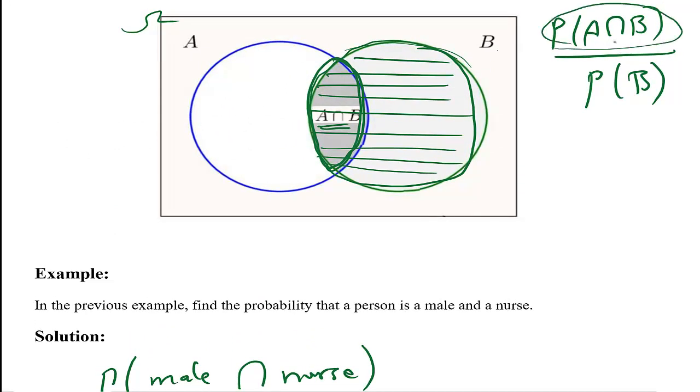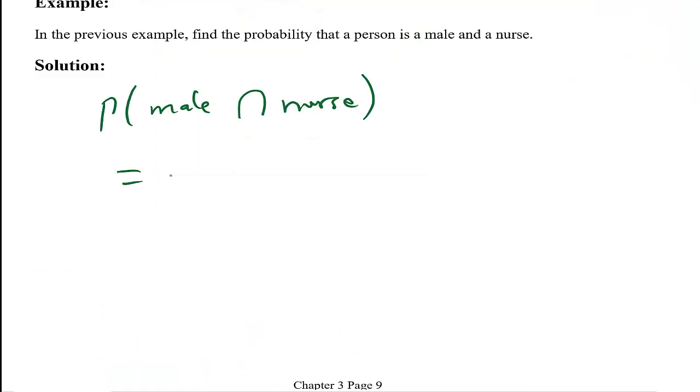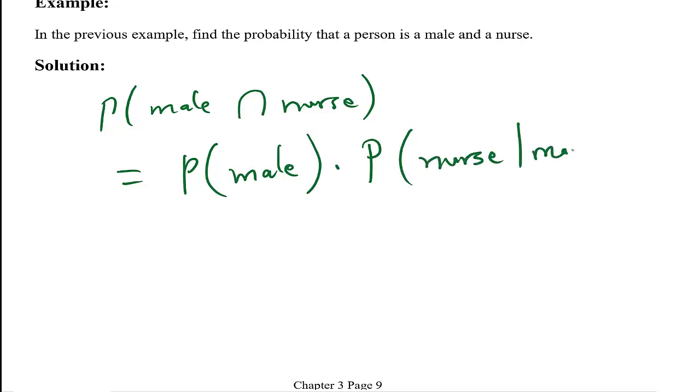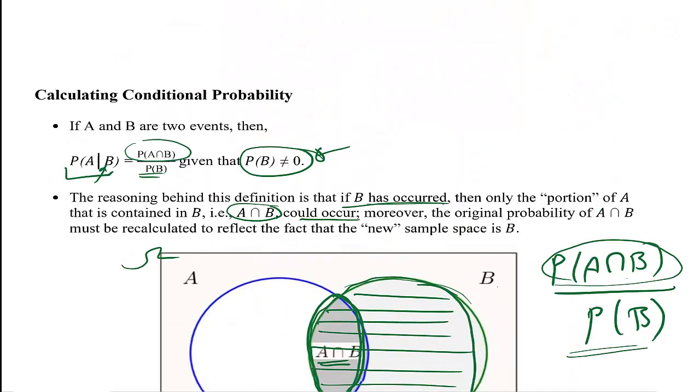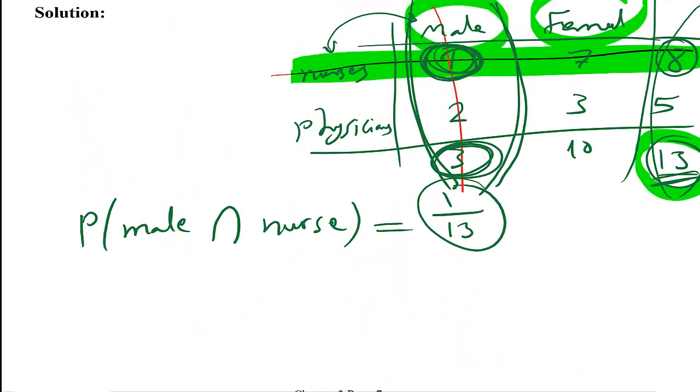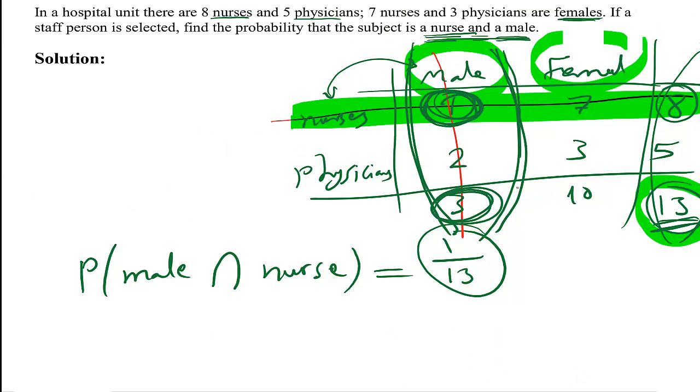We have here in the numerator the intersection, and in the denominator we have the probability of B. I can write this as the probability of male times the probability of nurse given male. Why? Because the probability of nurse given male equals the probability of the intersection divided by the probability of male. And the probability of male is here, so it can be canceled from the numerator and the denominator of this part. If we look at the table before, the probability of male is a type of marginal probability.